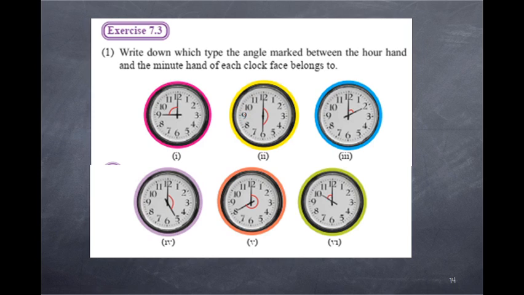Now let's look at the exercise. Write down which type the angle marked between the hour hand and the minute hand of each clock face belongs to. Look at the first one. It is clear that it is a right angle. The second one is the straight angle. And the third one is the acute angle. The fourth one, what is that? It is an obtuse angle. And the fifth one is a reflex angle. And again the sixth one is an acute angle.